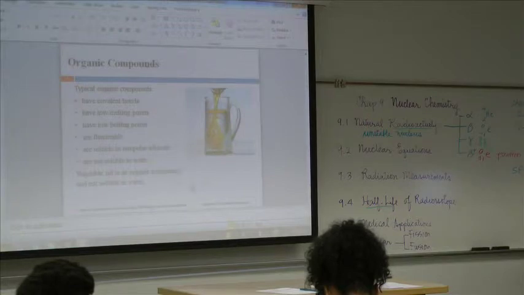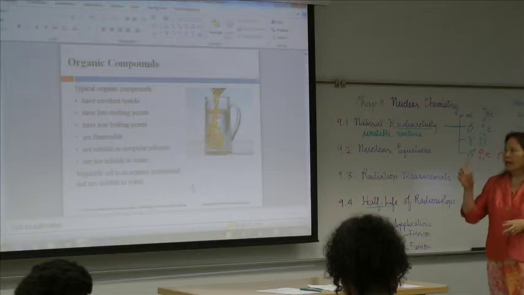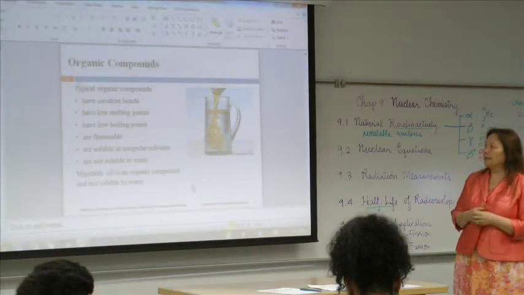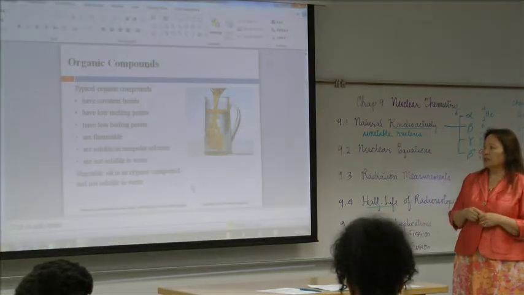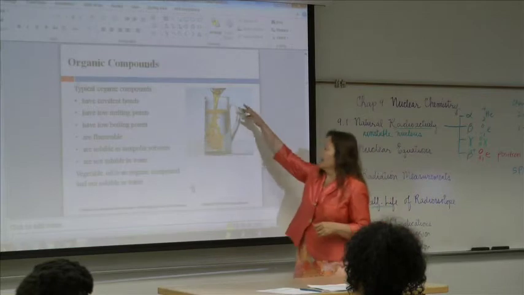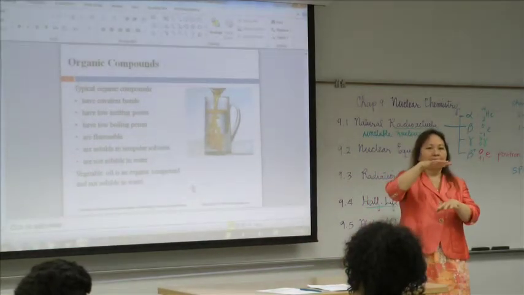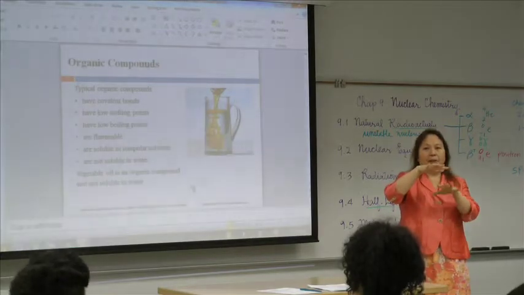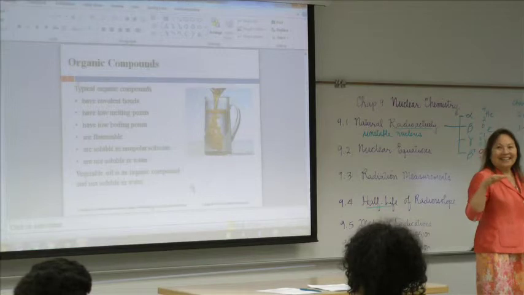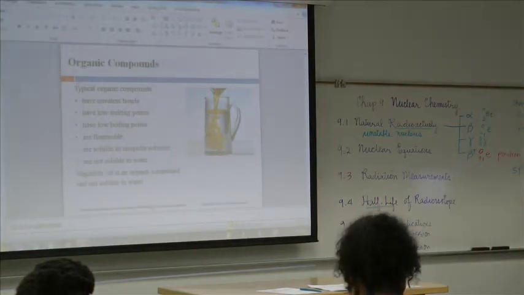And typical organic compounds, as we found out yesterday, also have very low melting points, low boiling points, are very flammable, are nonpolar solvents, and are not soluble in water. So here we are trying to mix oil with water, right? But you see the oil goes on top, and then the water, because of the physical property, their densities also.